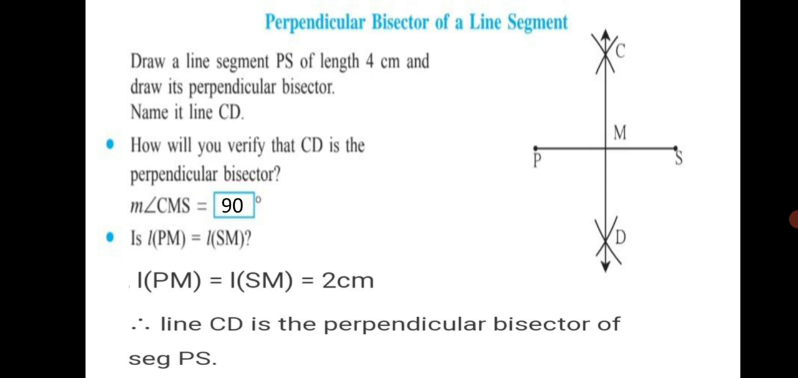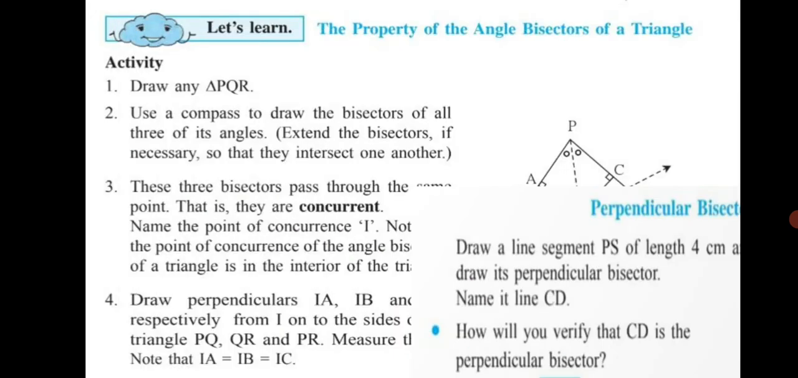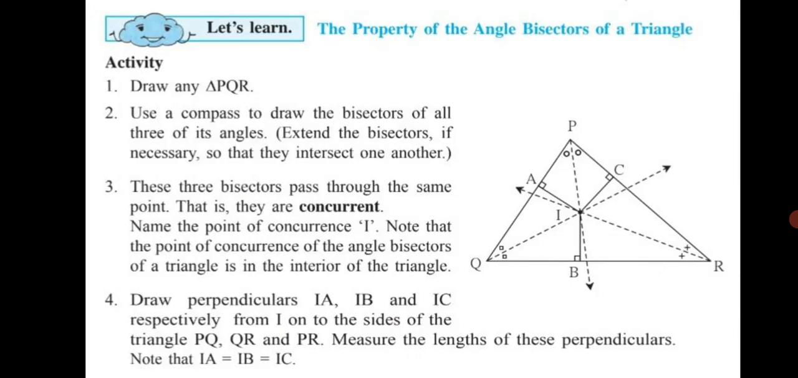Now let's remember the angle bisector of a triangle. So the property of angle bisector of a triangle. First you have to draw any triangle like the one shown here, triangle PQR, and use a compass to draw the bisectors of all three of its angles. Angle P and its bisector, angle Q and draw its bisector, and angle R and its bisector. You have already learned how to draw angle bisectors. So accordingly, you can draw the three angle bisectors.